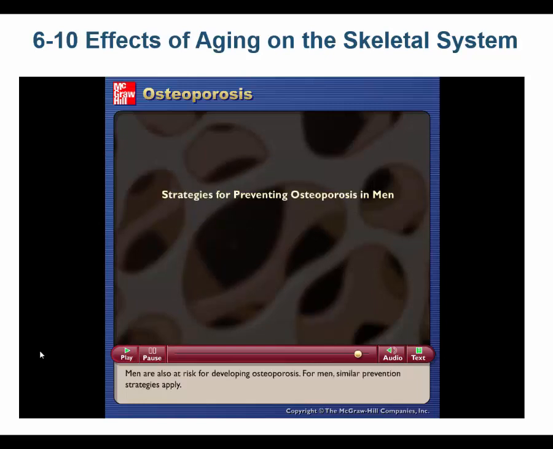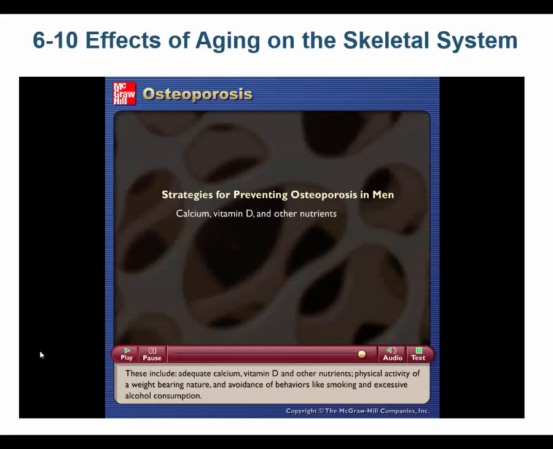For men, similar prevention strategies apply. These include adequate calcium, vitamin D, and other nutrients, physical activity of a weight-bearing nature, and avoidance of behaviors like smoking and excessive alcohol consumption.